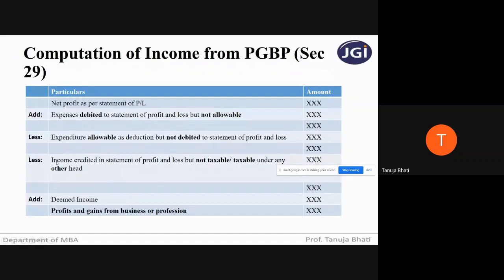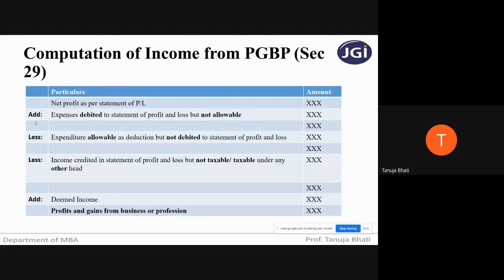Before I begin the module, every time I just want to revise this particular format for computation of income from the head Profits and Gains from Business or Profession. We know that it begins with the net profit as per the P&L account, because profit is nothing but all your incomes minus expenditures, which is visible in your profit and loss account. That is why we are taking net profit as per the statement of P&L account.